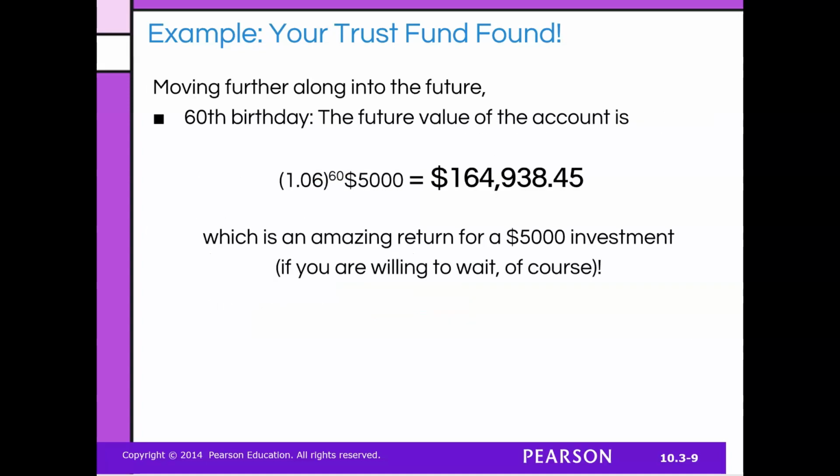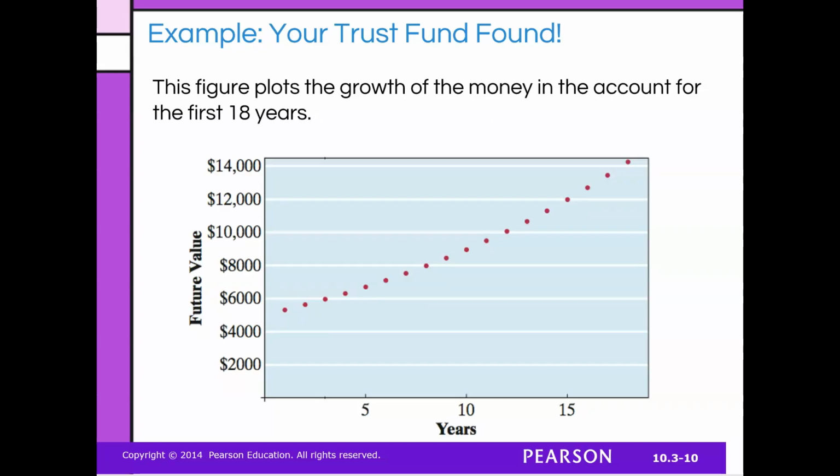Okay, but what if you waited till your 60th birthday? The future value of the account would be $164,000. So what an amazing return. For $5,000, you could get $164,000. Now you have to wait 60 years, but it's a pretty good investment.